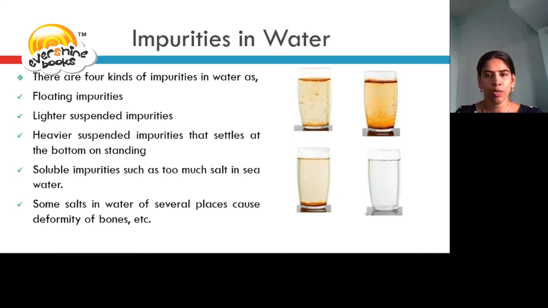The picture shows the first glass tumbler having floating impurities. The second glass tumbler at the top shows lighter suspended impurities. The third tumbler shows heavier suspended impurities that settle at the bottom on standing. The fourth kind of impurities is the soluble impurities, as seen in seawater.